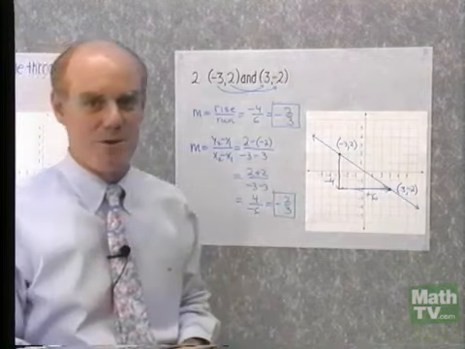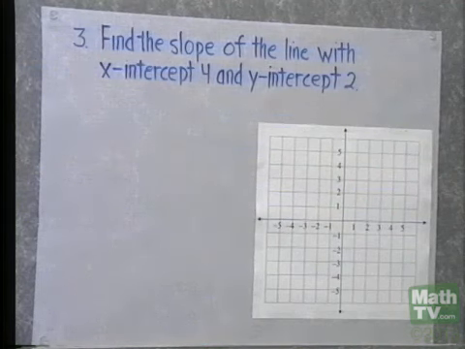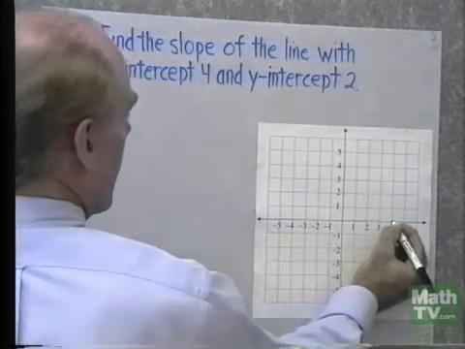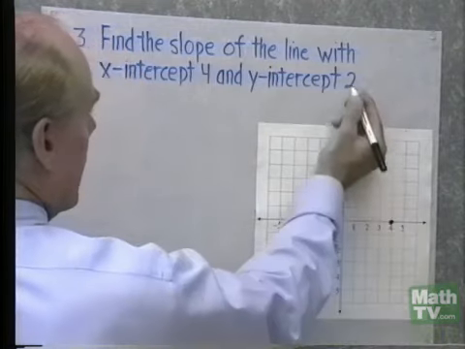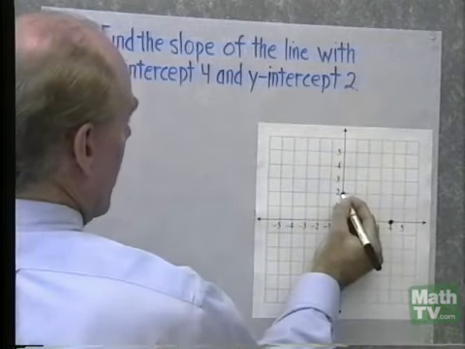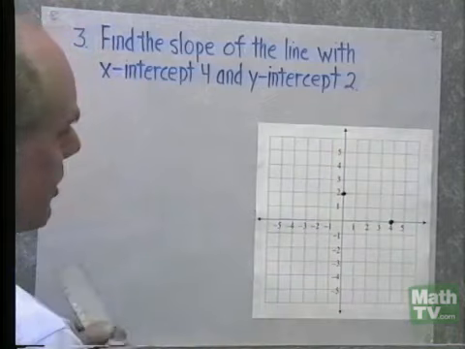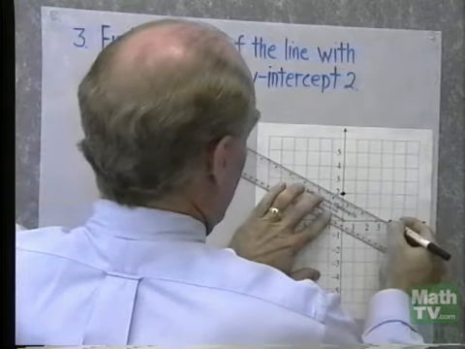Let's look at our next example. This time we want to find the slope of the line that has an x-intercept 4 and a y-intercept of 2. So first of all, let me graph this line. The x-intercept is 4, so it crosses the x-axis at 4. The y-intercept is 2, so it crosses the y-axis at 2. Now I'm going to draw a line between these 2 points.